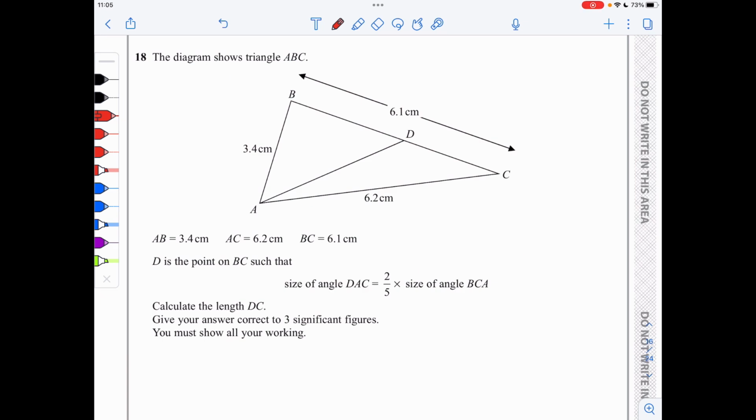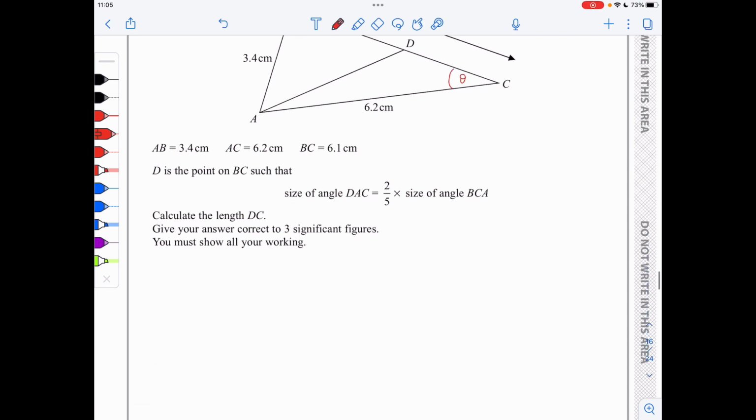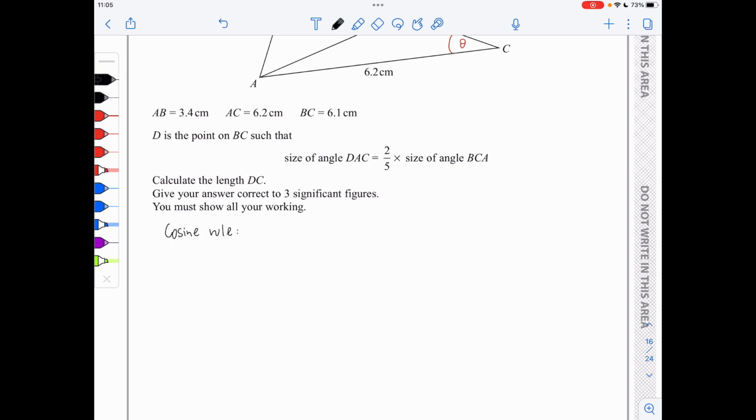In 18, we've got a diagram showing triangle ABC with these measurements here. These are points such that the angle DAC is 2/5 of BCA, and we need to calculate the length of DC. I will actually start by calling the angle DCA theta, and therefore using the cosine rule, we can say that 3.4 squared is 6.2 squared plus 6.1 squared minus 2 times 6.2 times 6.1 cos of theta.